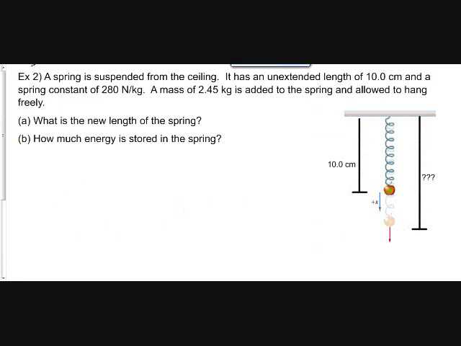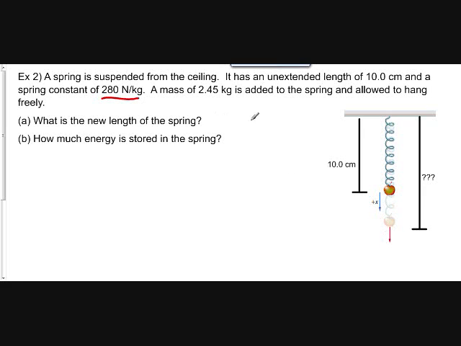All right, so let's jump into some examples here. Here's a spring suspended from the ceiling, very similar to the one we had in our first example. I told you its unextended length is 10 centimeters. I told you it has a spring constant of 280 newtons per kilogram. And I told you a mass is added to the spring. So I want to know a couple of things again in this one. The first one, I want to know the length of the new spring.